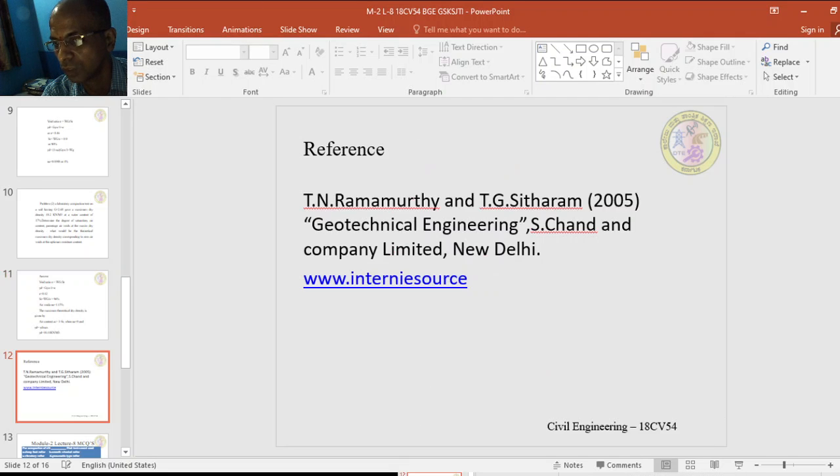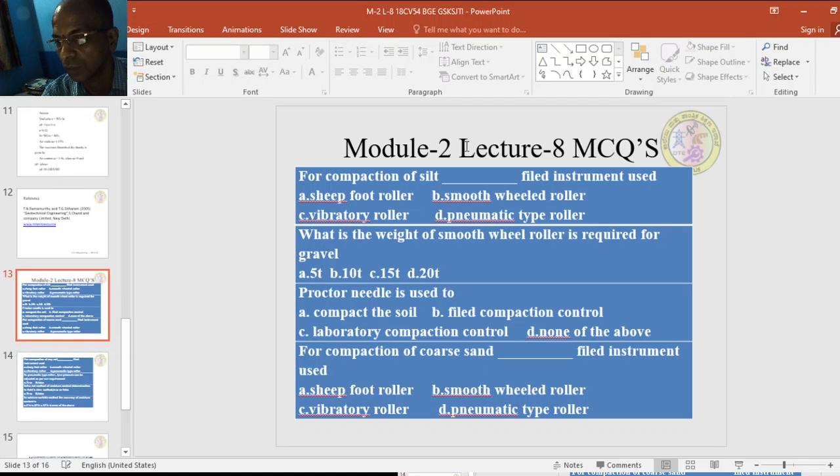So for the next problems, you have to practice by considering similar types of examples. There are the rest of the references, and my MCQ questions. For compaction of silt, dash field instrument is used: sheep foot roller, smooth wheel roller, vibratory roller, pneumatic roller. What is the weight of the smooth wheel roller required for gravel? A is 5 ton, B is 10 ton, C is 15 ton, D is 20 ton. Proctor needle is used for: A, compaction of soil; B, field compaction control; C, laboratory compaction control; D, none of the above.